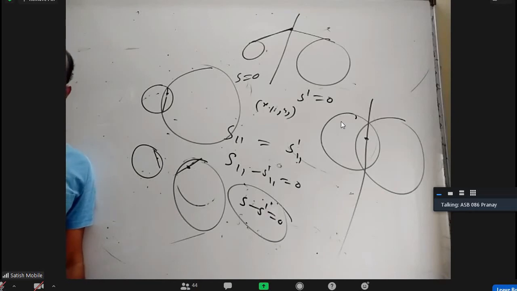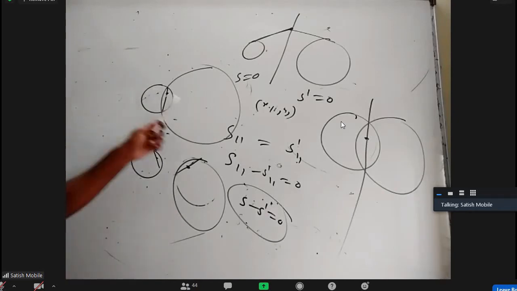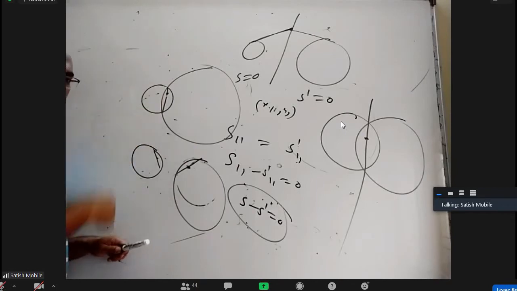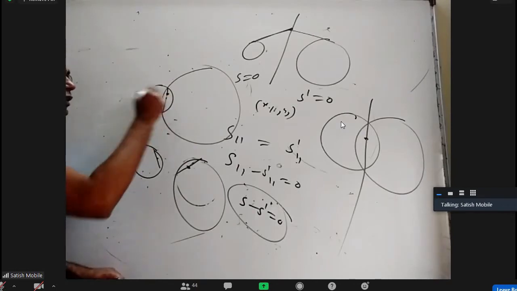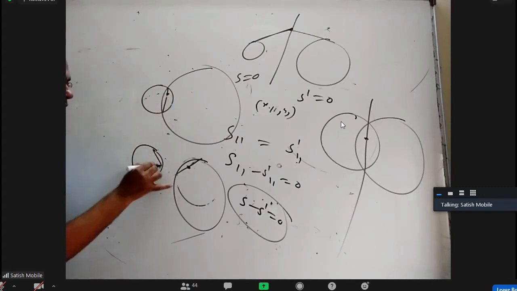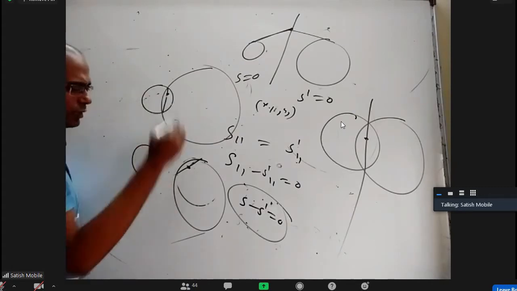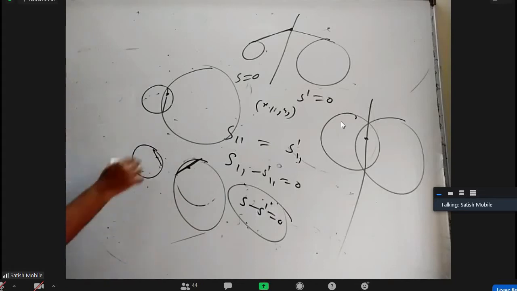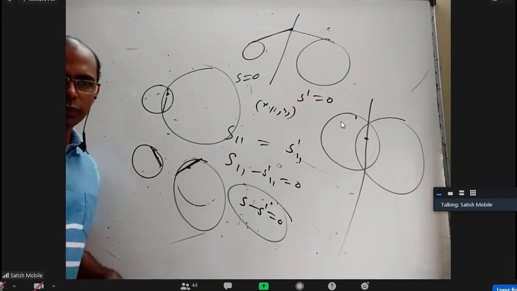Can you repeat the question? These are two circles intersecting. There is a small common chord here. Take any point on the common chord. Having that as a midpoint, there is a chord of the first circle. Having this as a midpoint, there is a chord of the second circle. Length of this and this are equal. How will you prove it?